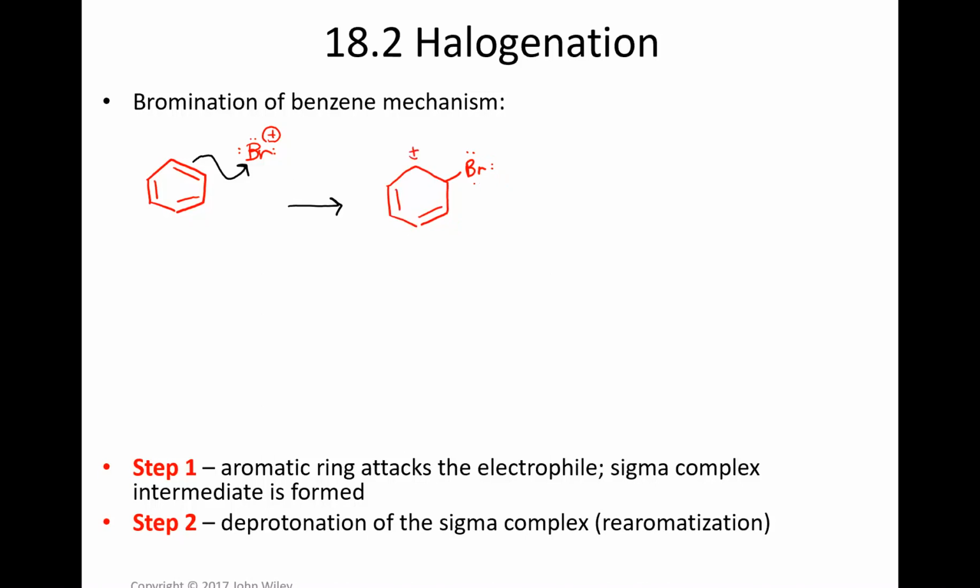Now, this is a resonance stabilized compound, and we can show the resonance contributors by doing the allylic positive charge resonance pattern. So there's the second contributor, and then we can keep going one more time to draw the last contributor.